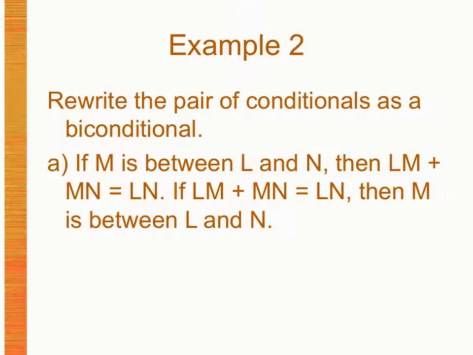Example 2 says, rewrite the pair of conditionals as a biconditional. So you have two statements here. If M is between L and N, then LM plus MN equals LN, and its converse: if LM plus MN equals LN, then M is between L and N. So how can we put those together to make a biconditional statement? LM plus MN equals LN if and only if M is between L and N.